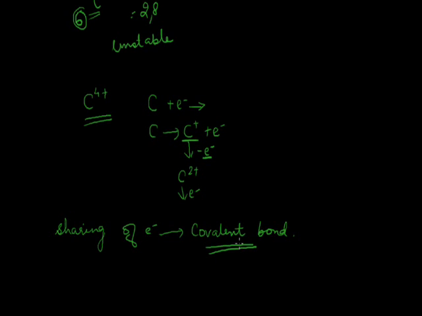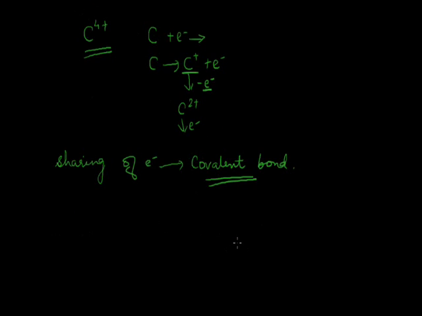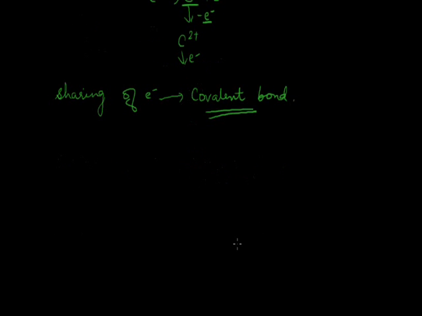Before we take some examples of carbon compounds, let's take some simple molecules which are formed by sharing of valence electrons. So we are taking some examples of simple molecules like hydrogen.